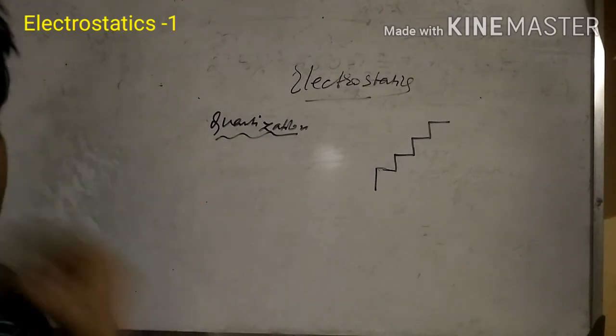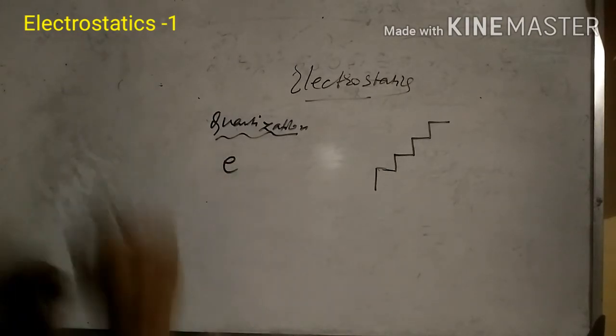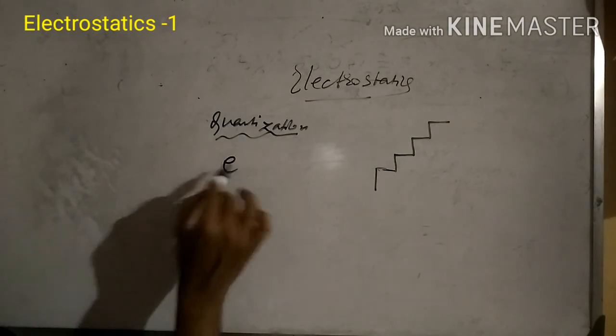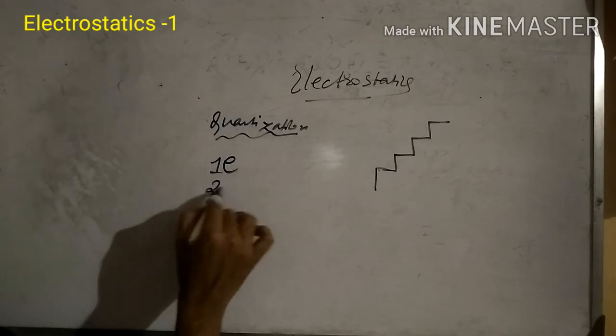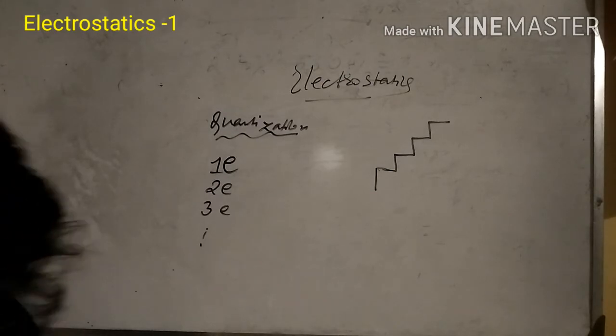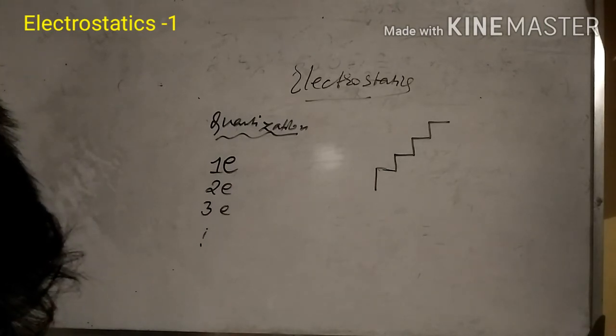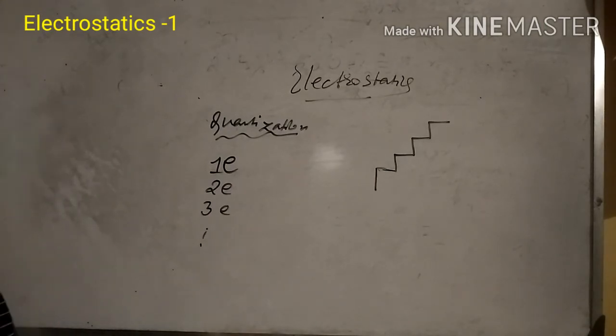Just like that, in the case of charges, in any charged object, the charge should be expressed in electronic units. The charge is expressed as 1 electron charge, 2 electron charges, 3 electron charges, in such a way. That is called the quantization of charge. So we never express the charge as a fractional multiple of the charge of the electron.